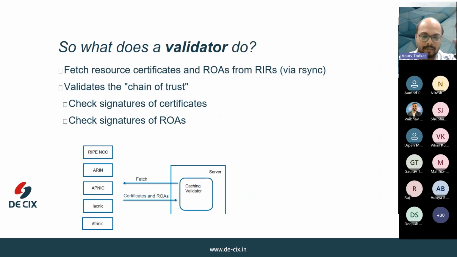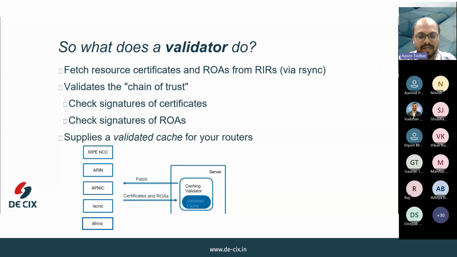The second step is the validation process, wherein the validator checks the chain of trust, verifying all the cryptographic signatures and ensuring all the ROAs are validated. It then compiles all the validated cache that it has into a simple list of prefixes with their associated AS numbers and their prefix size ranges.